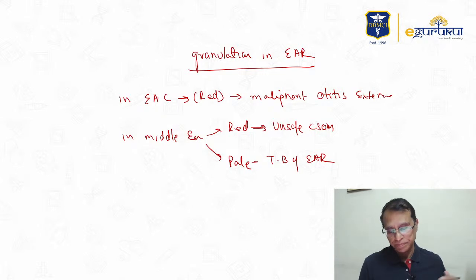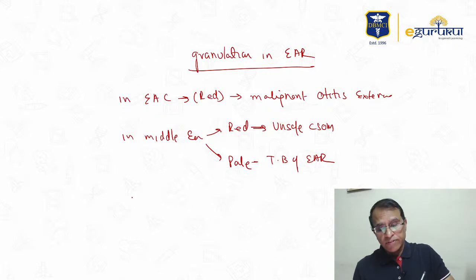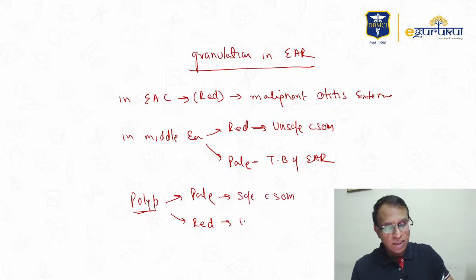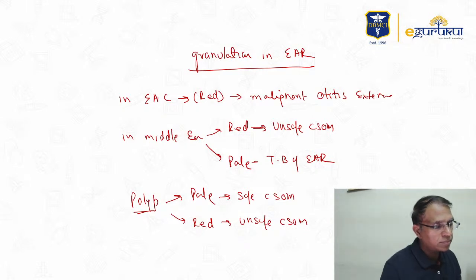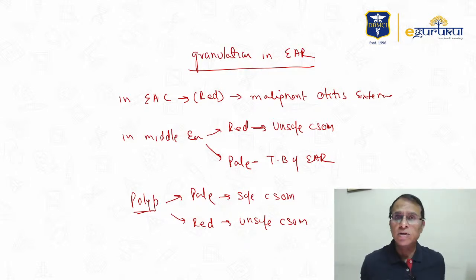Okay, and it's very useful. It can be really helpful. If you get a polyp in the ear, pale polyp or red polyp, pale polyp is safe CSOM and red polyp is unsafe CSOM. So these are, no, in keratosis obturans you usually don't see granulations, no. No granulation in keratosis obturans. Okay.